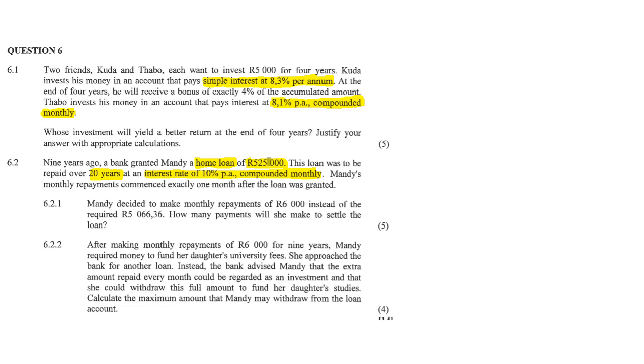So 6.2.1 then says that Mandy decided to make monthly repayments of 6,000 Rand instead of the required 5,066 Rand and 36 cents. How many payments will she make to settle the loan? What Mandy is doing is actually quite smart and recommended. It's not going to be recommended by the bank, though. If you go to the bank and take out a loan, the person in front of you, your consultant, is not going to advise you to pay more than your monthly repayments.